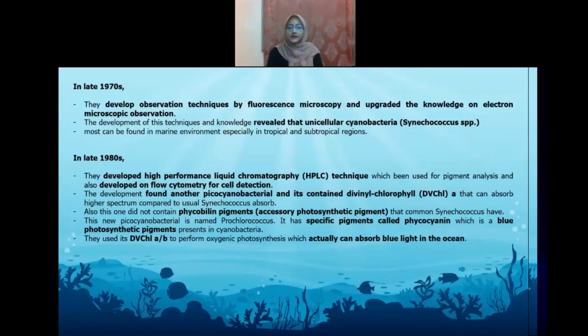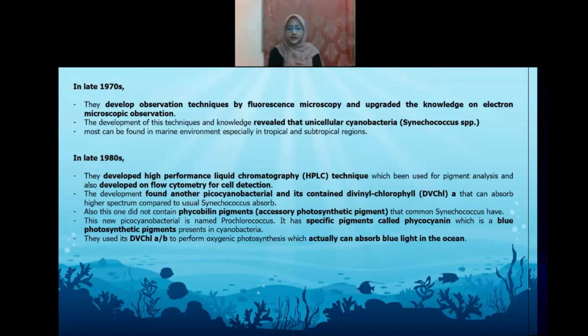In the late 1970s, scientists developed observation techniques using fluorescent microscopy, and also upgraded their knowledge in electron microscopic observation. When they upgraded their knowledge and developed these methods, they revealed that unicellular cyanobacteria are among the phytoplankton that can be found in the marine environment. The name of the cyanobacteria is Synechococcus species.